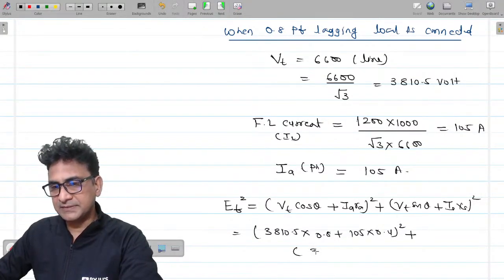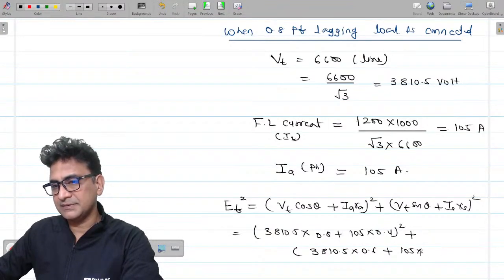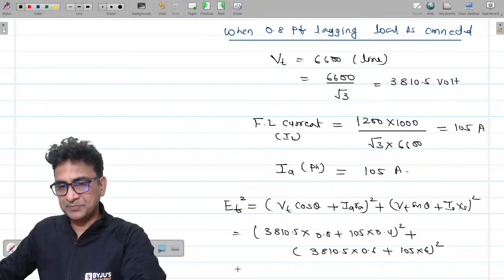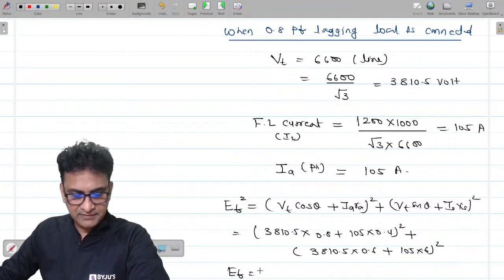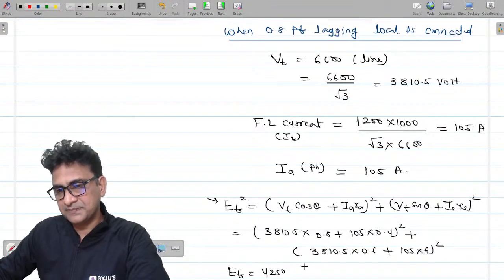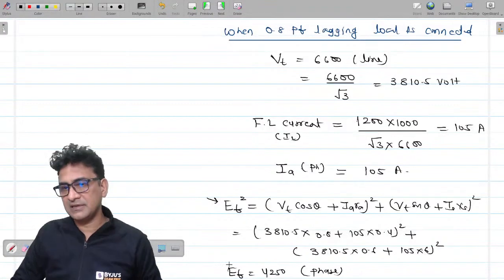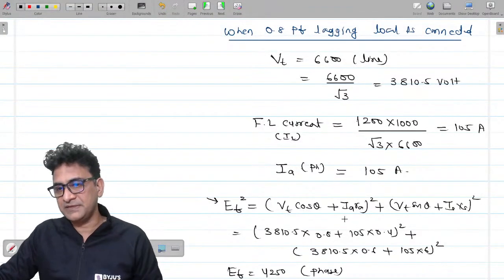Vt sin theta, 3810.5. If cos theta is 0.8, then sin theta would be 0.6. IA XS is 6.4 square. So from this formula we can calculate the value of E. It is 4250. No doubt it is on the per phase basis, because this equation is always on the per phase basis. Do not apply this equation directly on the line voltage and the line current.